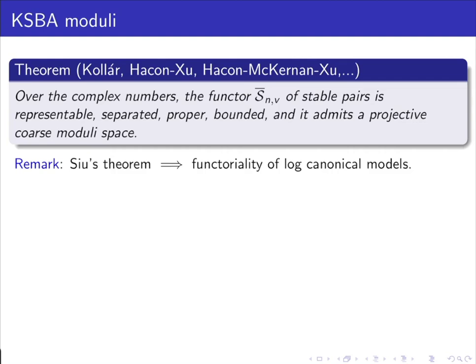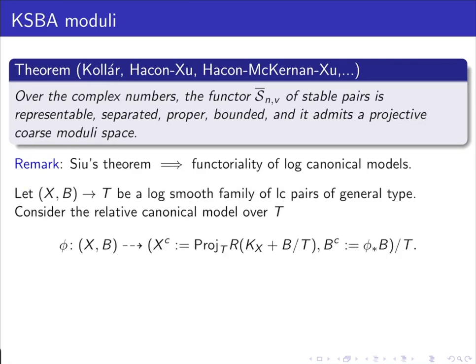So what does Hacon's theorem, or this invariance of plurigenera theorem, have to do with the KSBA moduli? Well, if you remember, the idea behind the KSBA moduli is that you should not parameterize varieties of general type, but rather their canonical models. And the invariance of plurigenera implies some sort of functoriality of log canonical models. Namely, if you have a log smooth family of NC pairs of general type (X, B)/T, then you can form the relative log canonical model. Again, this means you just take the Proj of the canonical ring, but instead of taking global sections, you push forward via this map.